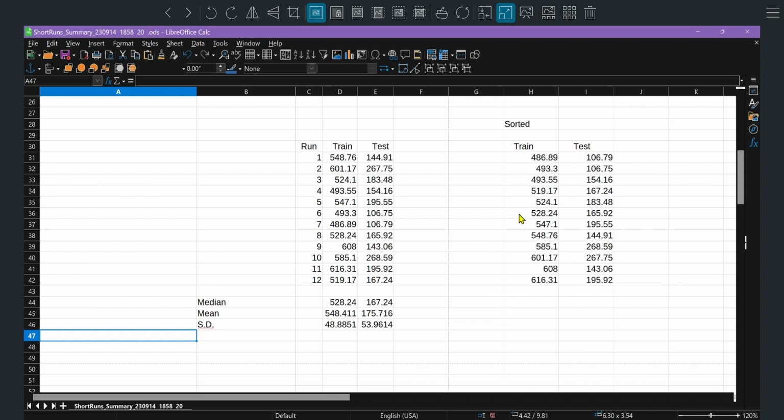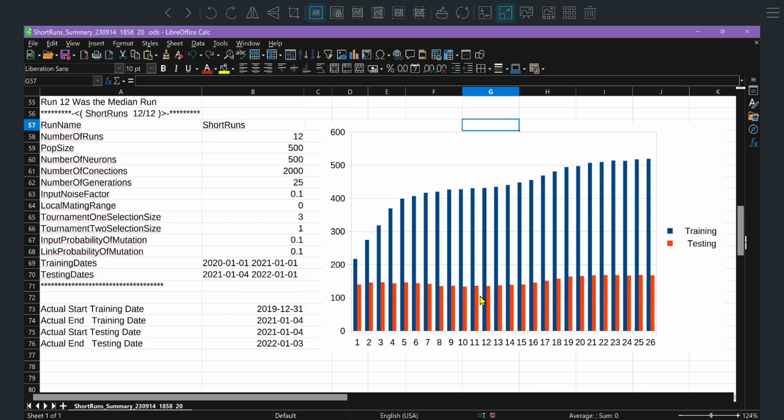This chart over here is the same. It's just been sorted so that the graph would look nicer. Now, the median was 167.24, which just happened to be run 12. And so now here we're going to look at the details of run number 12. So this is the returns as shown in each generation.